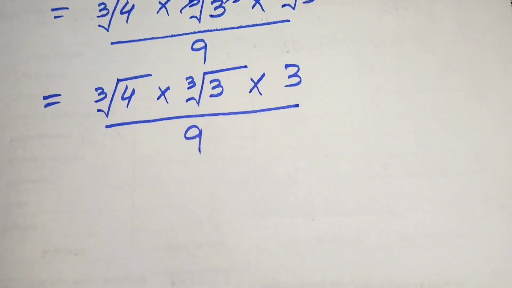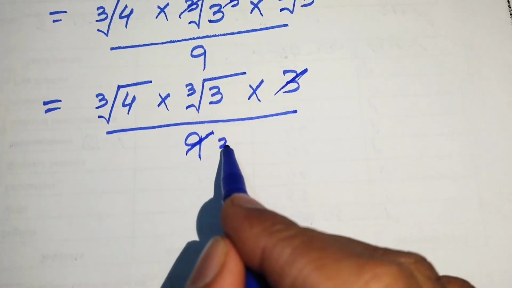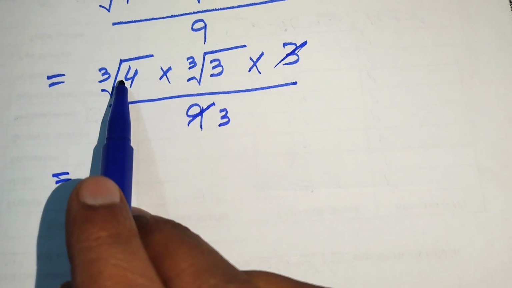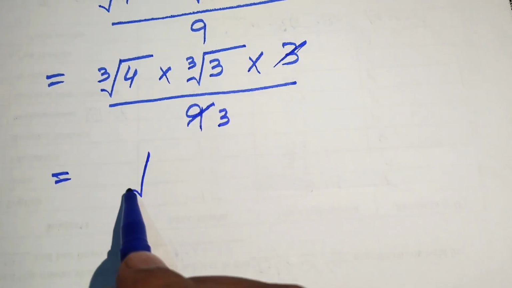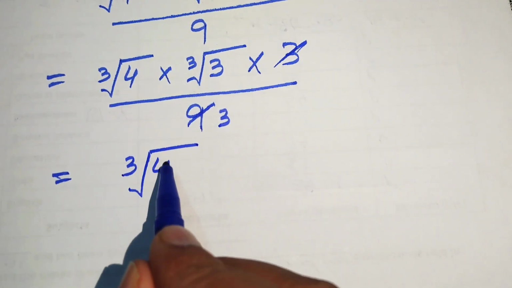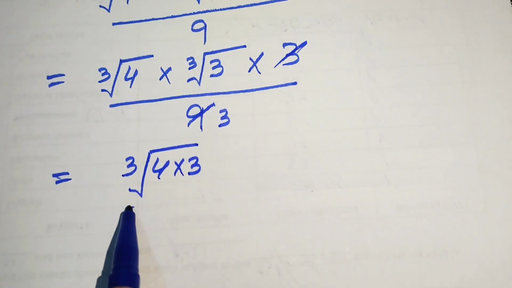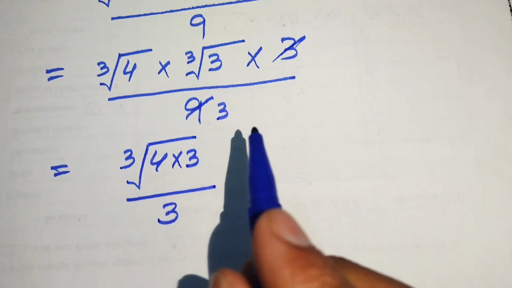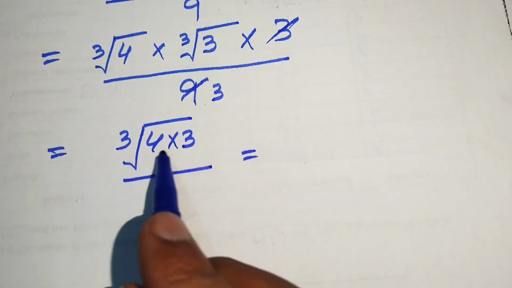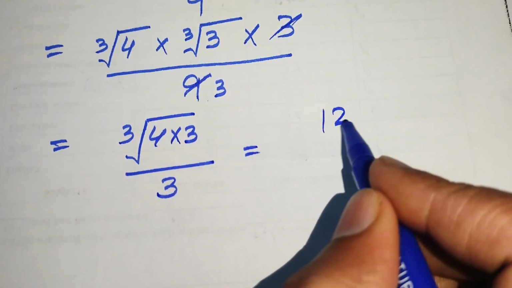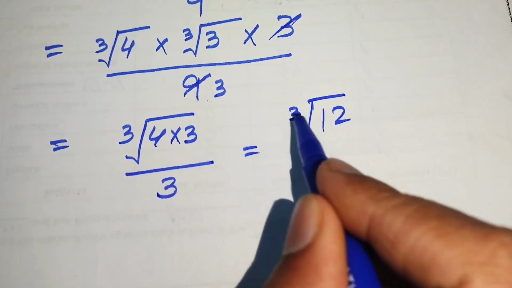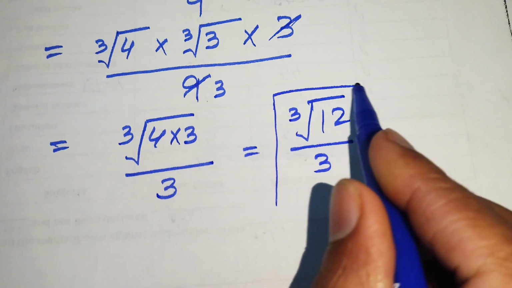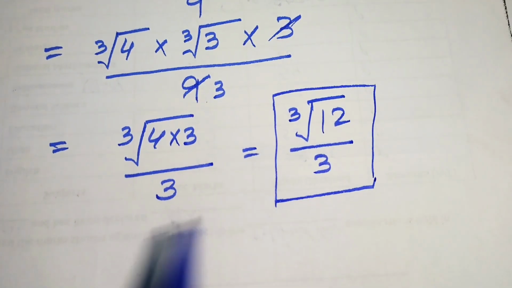And now you see this 3 times 3 becomes 9, and here we again combine the cube root on both of these terms, and it will be written as cube root of 4 times 3, and it is divided by 3. Here you get 3 after cancellation of these terms, and we see that 4 times 3 becomes cube root of 12, and it is divided by 3. So this is our final simplified answer of this question.